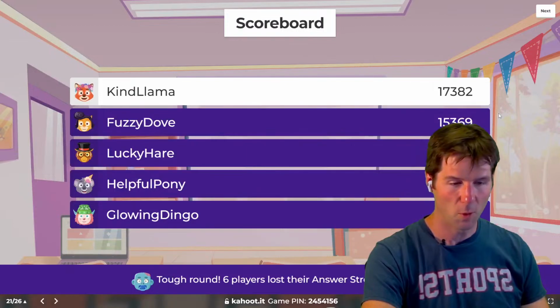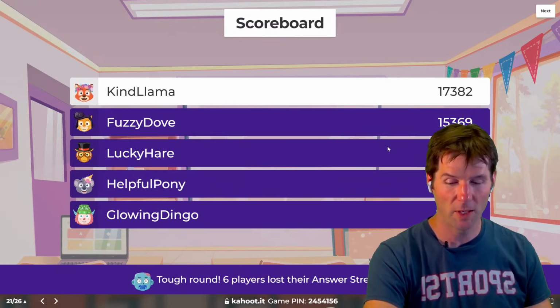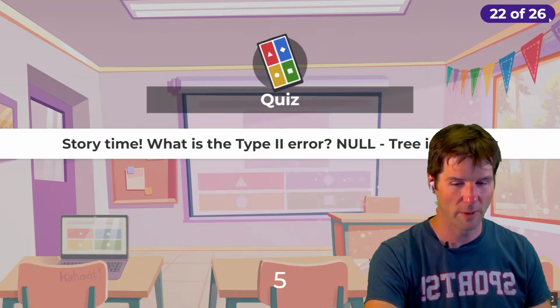You can use hoverboards on water. You need power. Kind llama, fuzzy dove, lucky hair, helpful pony, and glowing dingo. Next question, here we go.